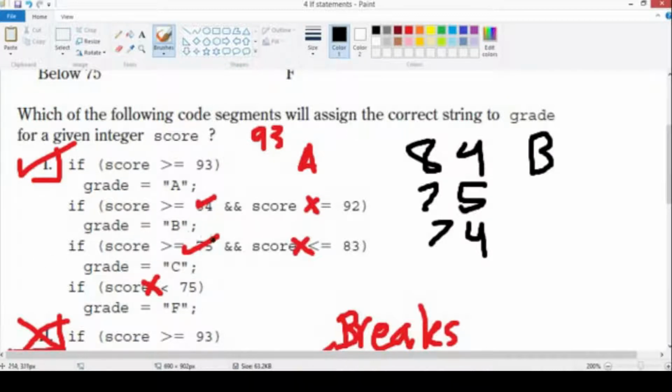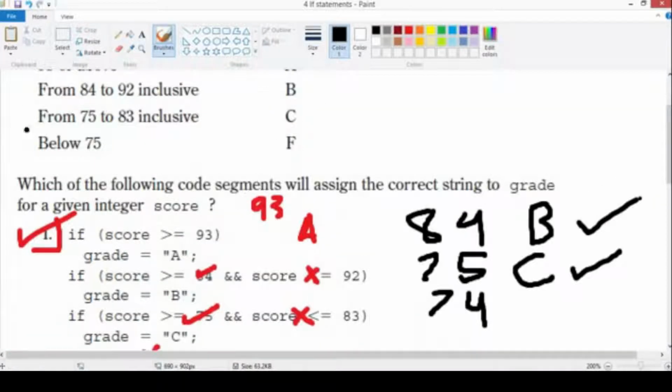If it's greater than or equal to 75, it is, but is not less than or equal to 83. And lastly, it's not less than 75, so it doesn't change it. Keeps it as a B. That's good. Okay, 75. It's not greater than or equal to 93. It's not greater than or equal to 84. It is greater than or equal to 75, and it is less than or equal to 83, so we get a C. Lastly, if it is less than 75, it is not less than 75, so it does not change it to an F, keeps it as a C, which is correct.